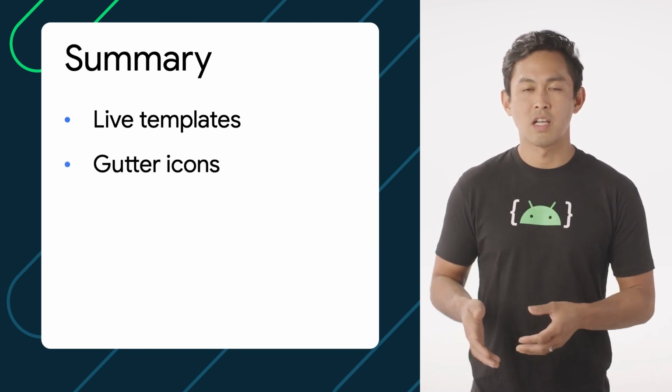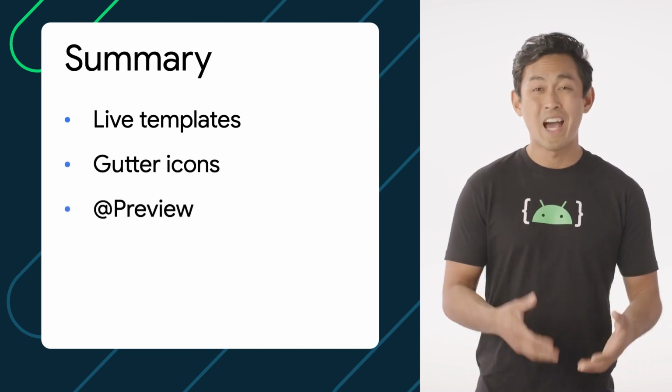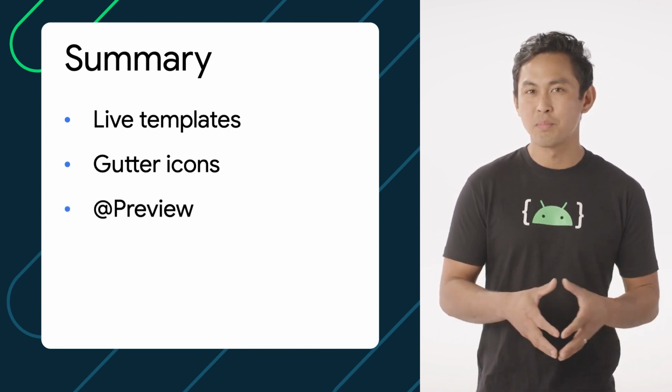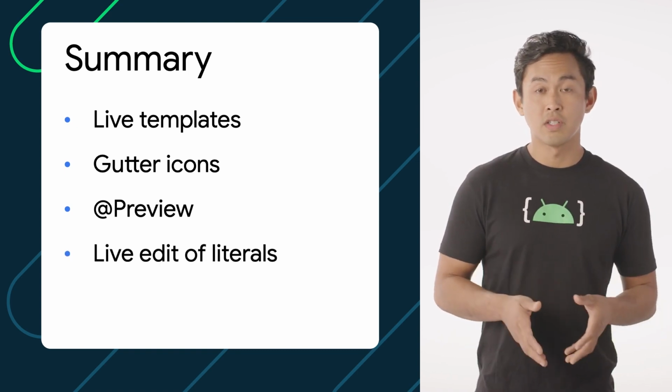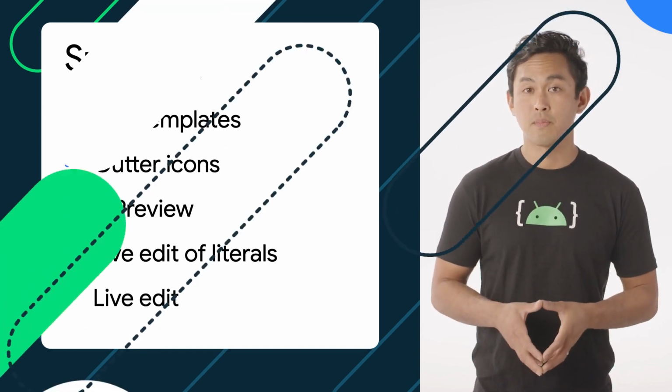Contextual gutter icons allow us to quickly change things like images and colors. The Add Preview annotation allows us to see our composables without having to deploy the entire app to a device. Both the live edit of literals and live edit allow us to see code updates in real time.